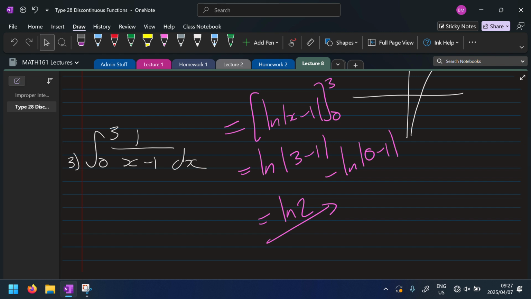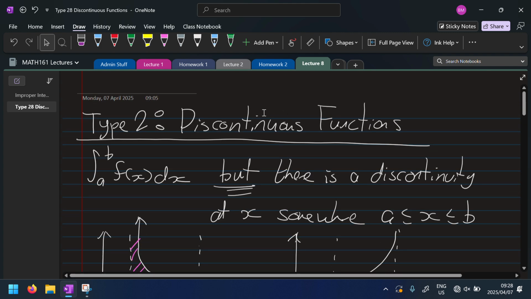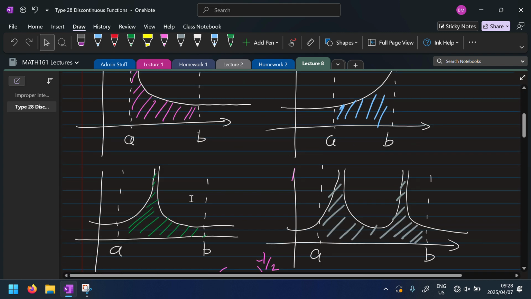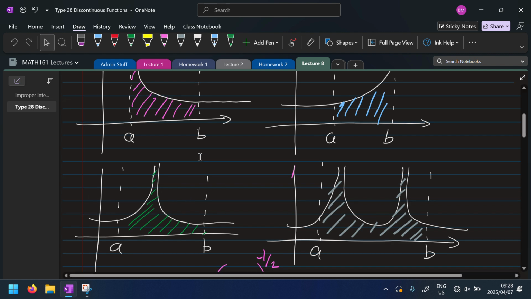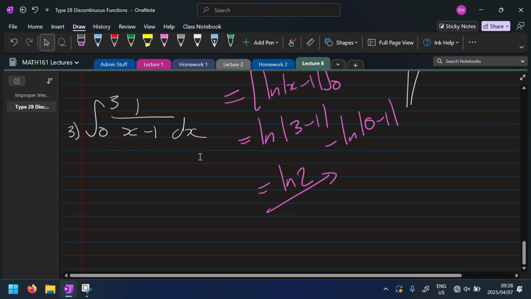And that is at x equals 1. Look at the bounds from 0 to 3. It includes x equals 1. What happens at x equals 1? Undefined. There's an asymptote there. So it looks like what we had over here, like this green one. So from 0 to 3 at x equals 1, there's some sort of asymptote going on. And that's going to cause big problems.